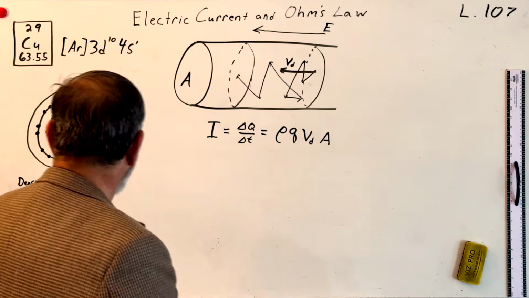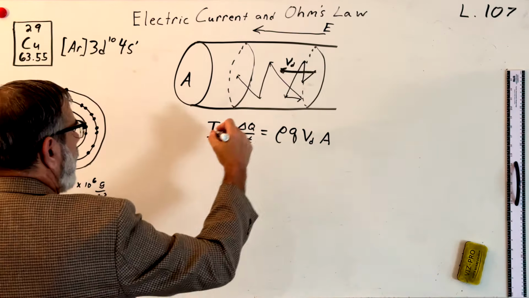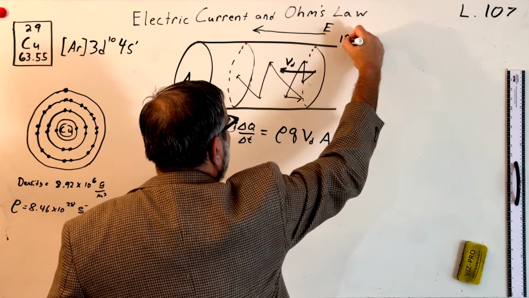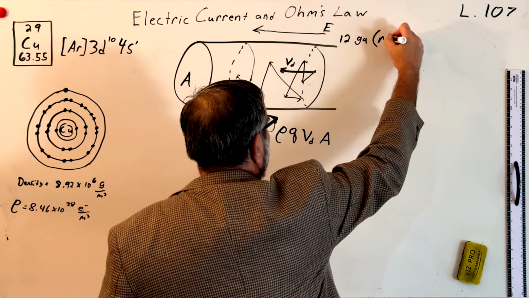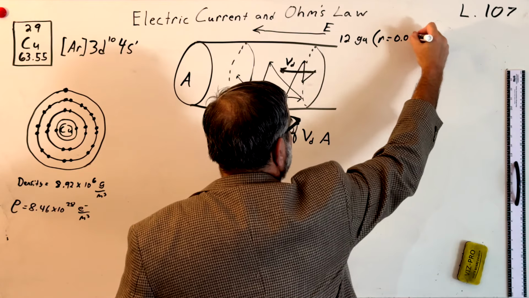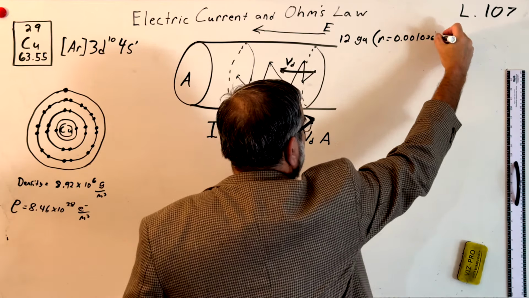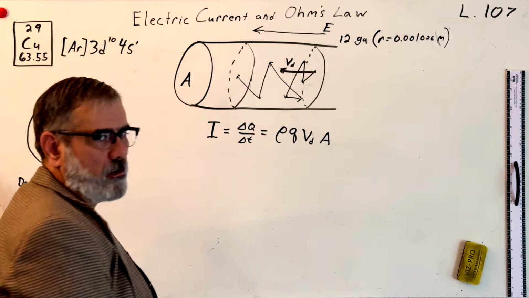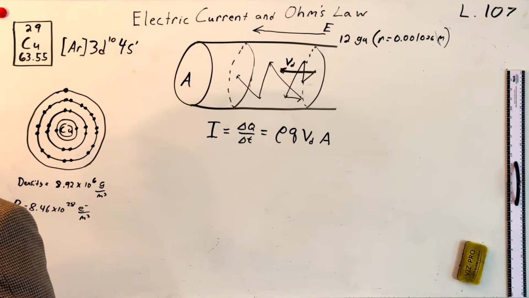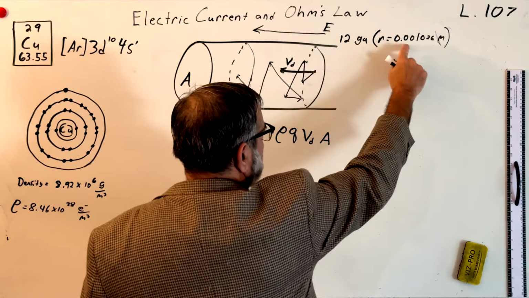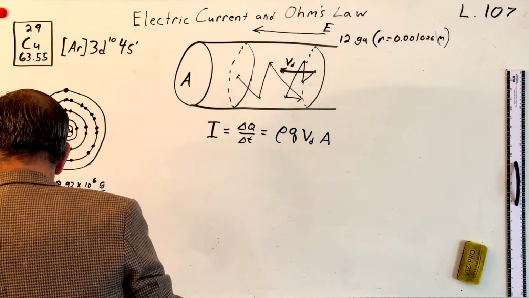And the area, we need to assume something for the area. So we'll assume this is a 12 gauge wire. That is a wire that has a radius of, I think it's 0.26 meters, but it's really close to a millimeter. That's why I chose the 12 gauge. So we'll approximate it as 0.001 meters. That's a millimeter, and that's going to be the radius.